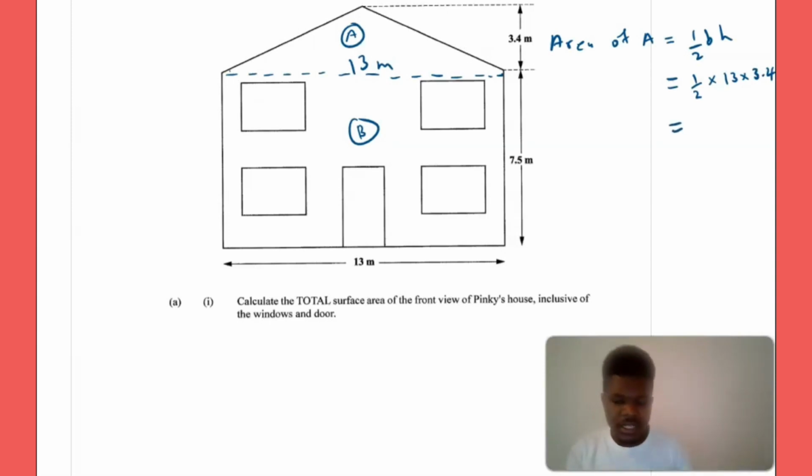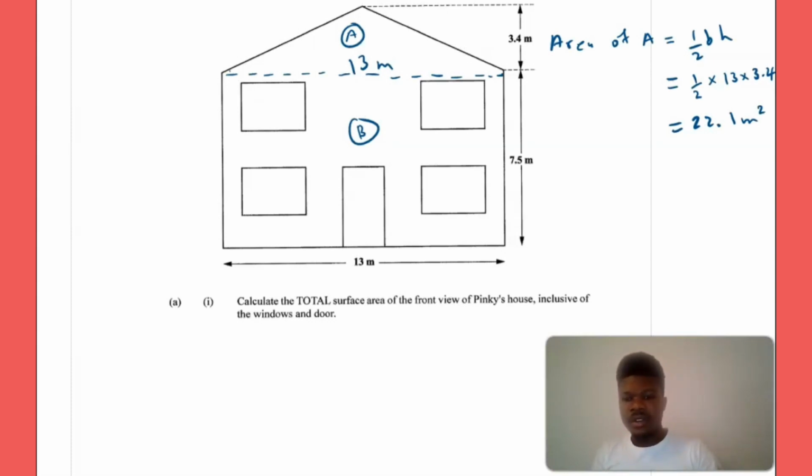And we use our calculator. Let me get my calculator. So we use a calculator here. This is a paper 2 question. So we go half is 0.5 times 13 times 3.4, and we get 22.1 square meters, or we can say meters squared.